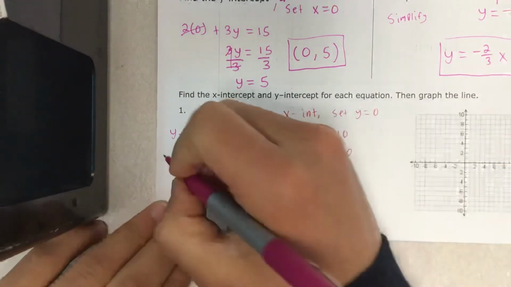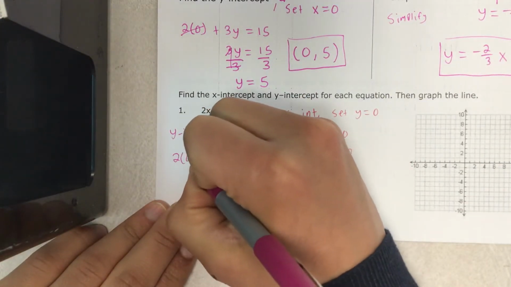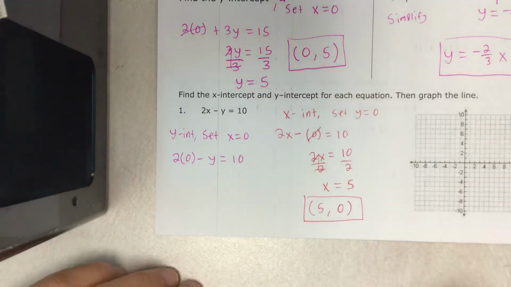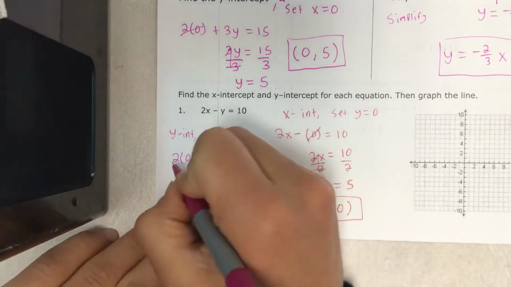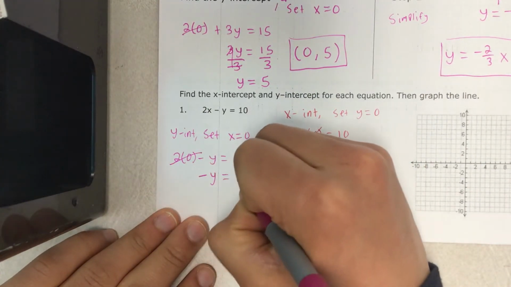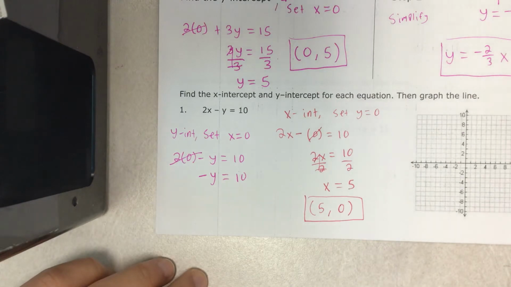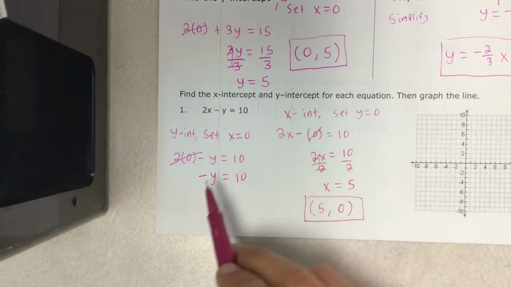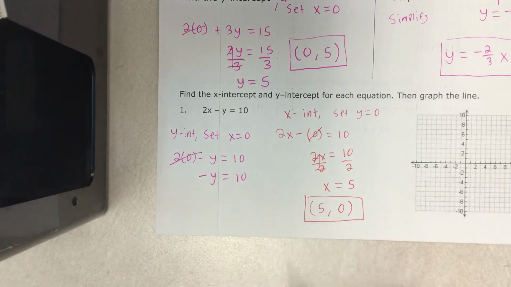So we do the same thing. 2 parentheses 0 minus y equals 10, okay? 2 times 0 cancels out. I'm left with minus y equals 10, okay? Now, this is kind of tricky. It's not y equals 10. You're not done here, right? We want, what does positive y equal?